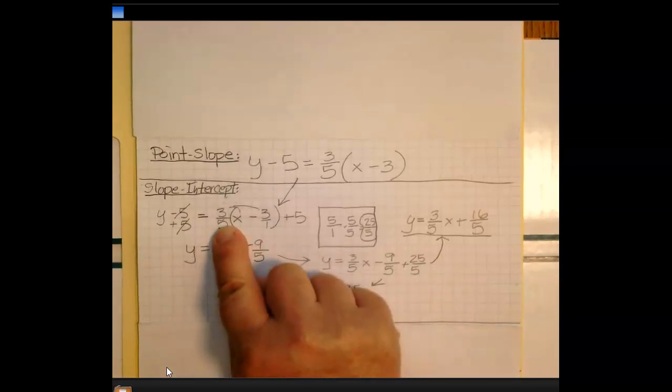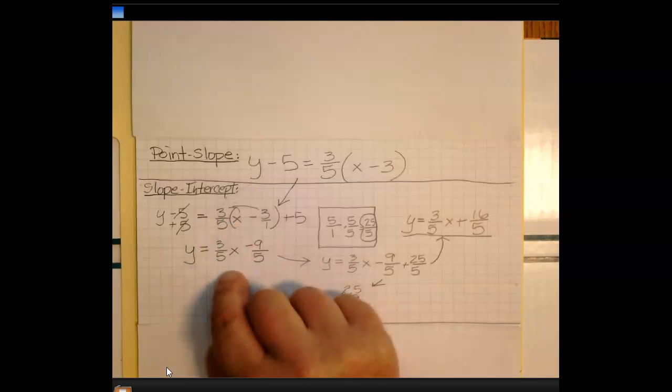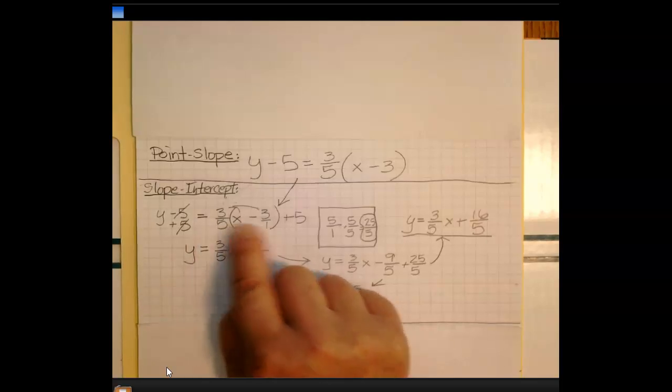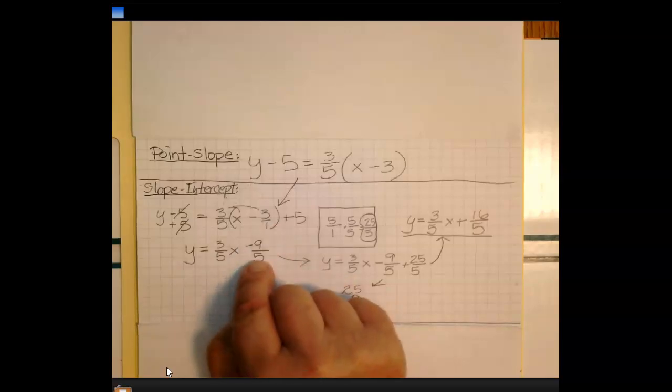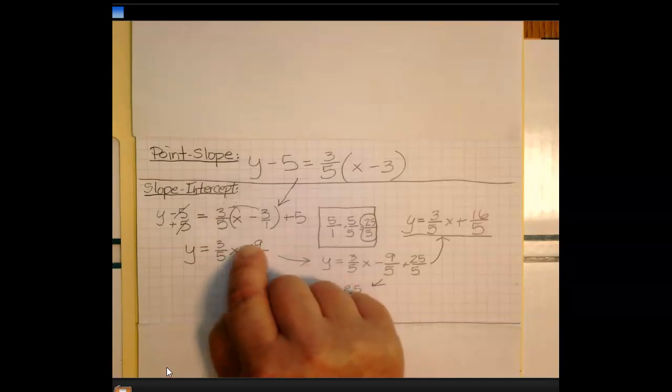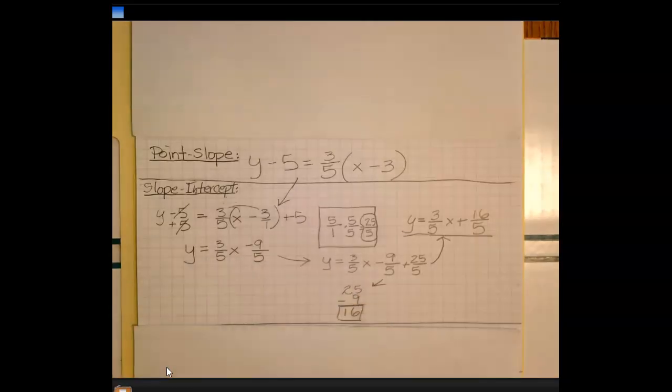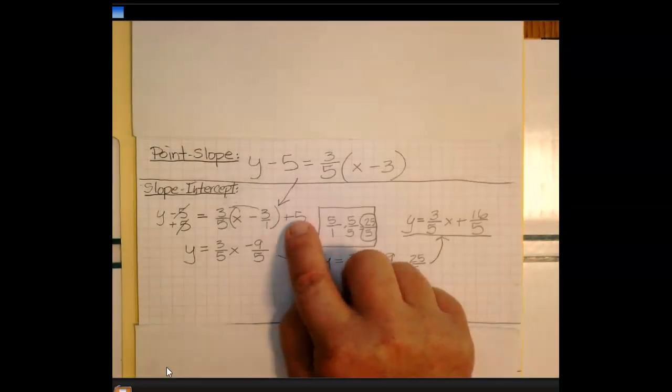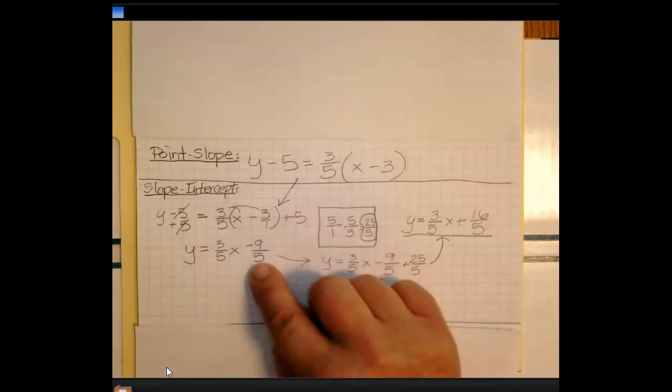And here you can see the result of me multiplying 3/5 times x, 3/5 times negative 3/1. Remember, fraction multiplication goes straight across, so we end up with negative 9/5. All right? So we're almost home free, young people. The only thing we need to do is add 5 to negative 9/5.